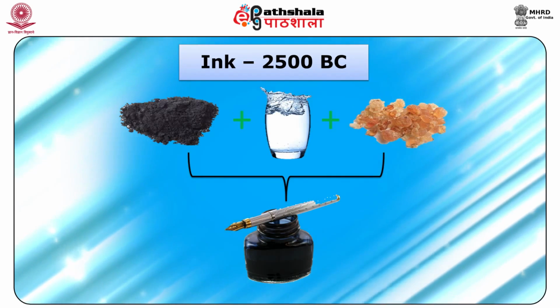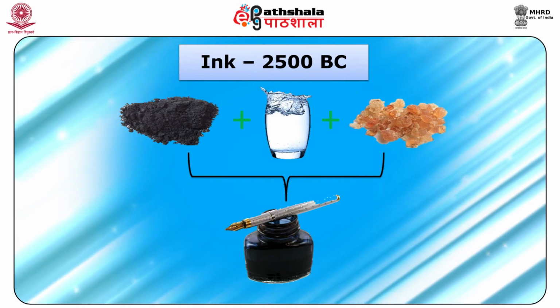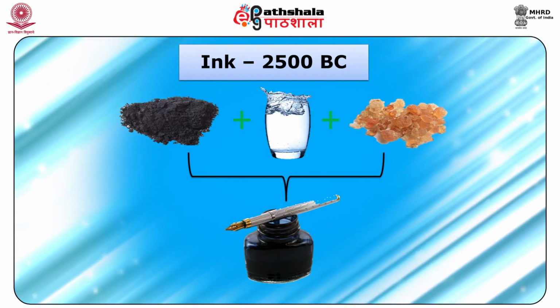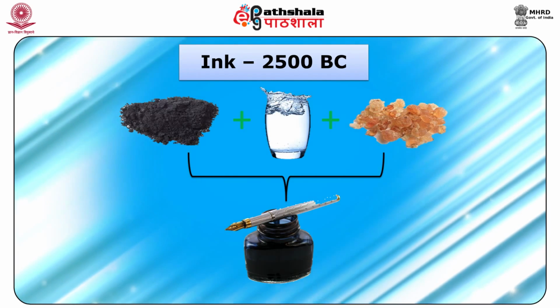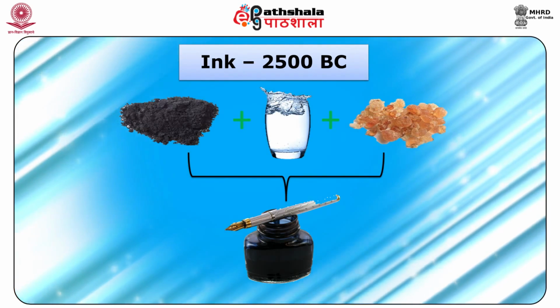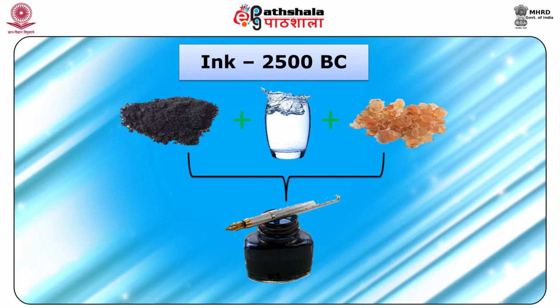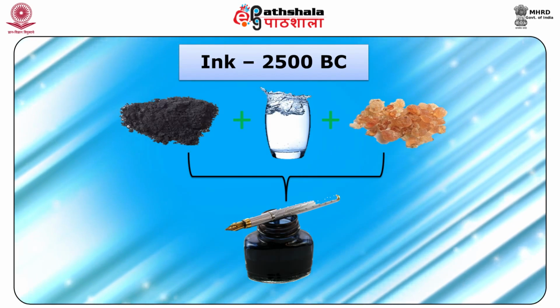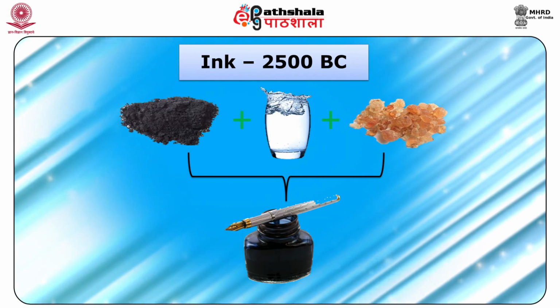The earliest black writing inks were developed before 2500 BC and were suspensions of carbon, usually lamp black, in water stabilized with a natural gum or material like egg albumen.